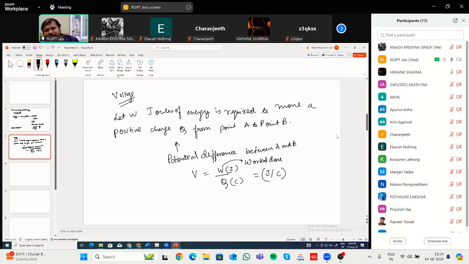Even if you are not moving charges, this concept is valid: what is the potential difference between two points. It's not like you literally have to move those charges, but this is the basic definition of voltage. So this will come again later: the amount of work done, in units of joule, or energy, divided by the amount of charge. This concept will return again.